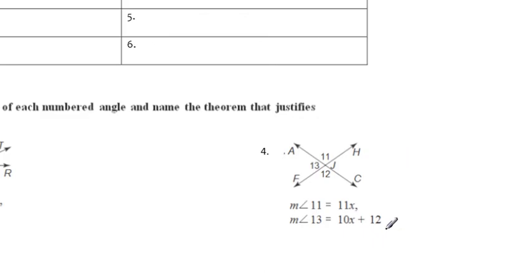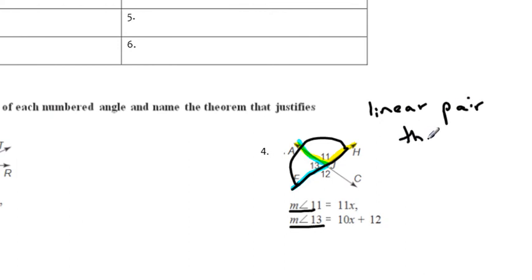Let's take a look at number 4. First it says to find the measure of each numbered angle, and then name the theorem that justifies. So we look at angle 11 and angle 13 and see if we can identify the relationship. 11 and 13. Here's 11. Here's 13. And you see that they are adjacent angles that sit on a straight line. Their base is made up of a straight line. They form half a circle. This relationship is called a linear pair.